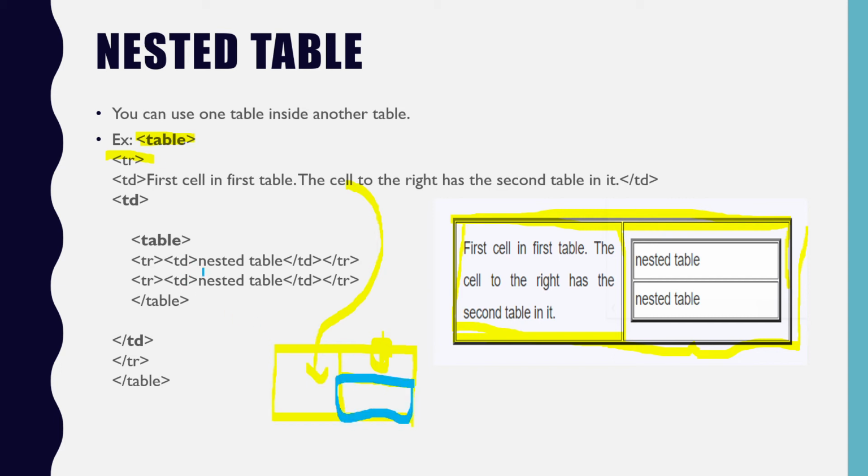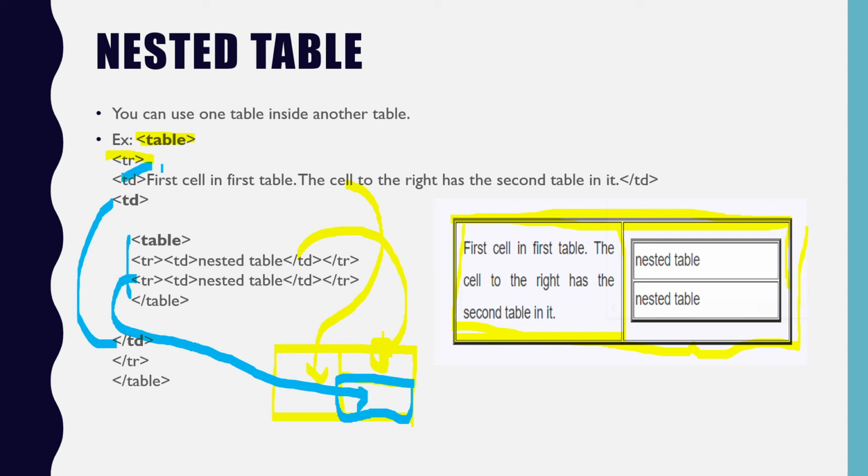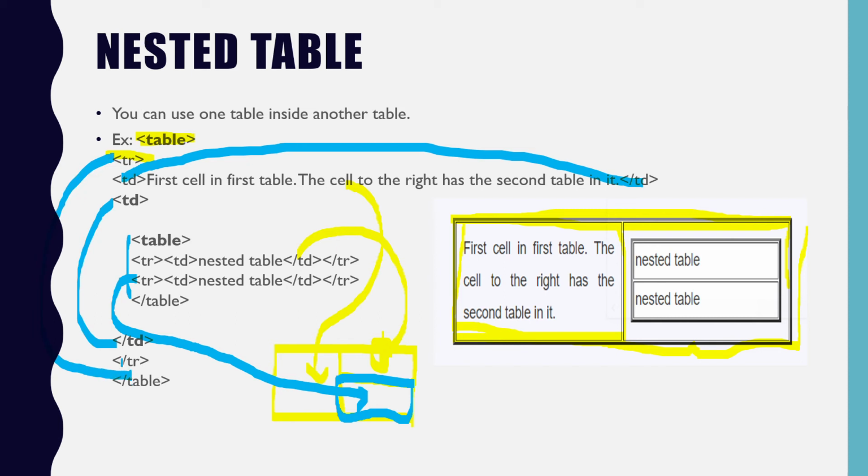Within the first row one TD is taken to write the description, that is the nested table, and in the second TD it is written. Now this first table was closed over here only, the last TD was closed here, this first was closed here, and at last the whole TR is closed and the whole table is closed. Right?